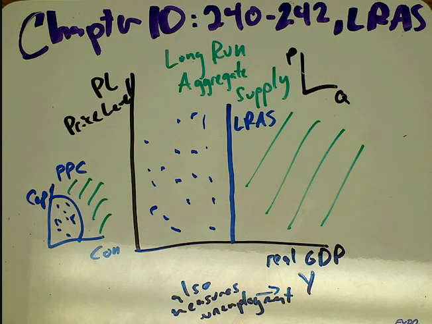If you need to, go back and read pages 240 through 242 to understand this long run aggregate supply curve.